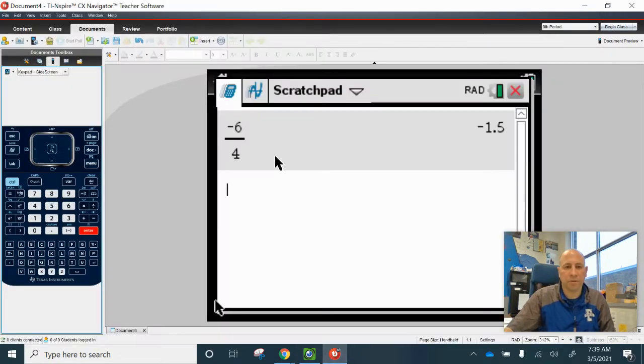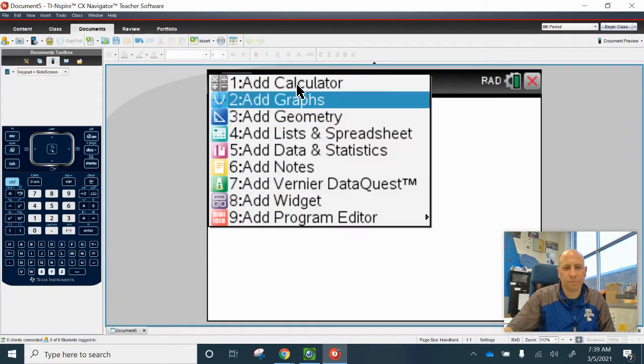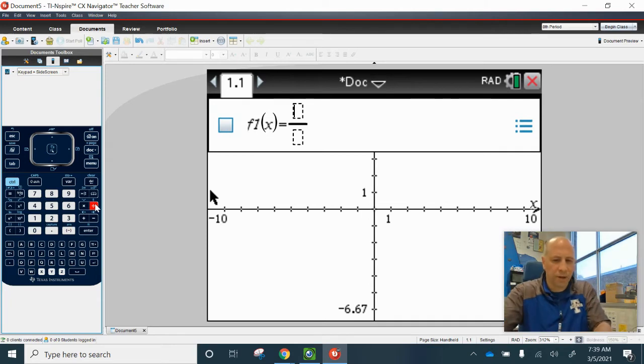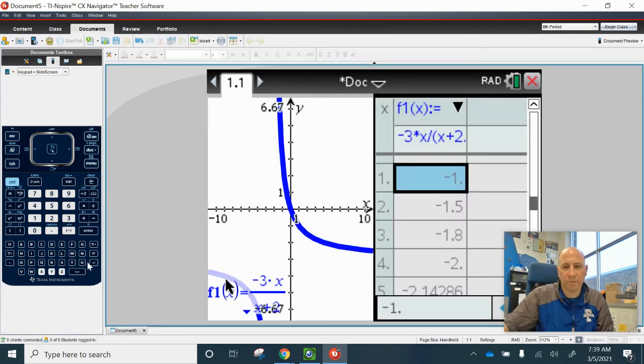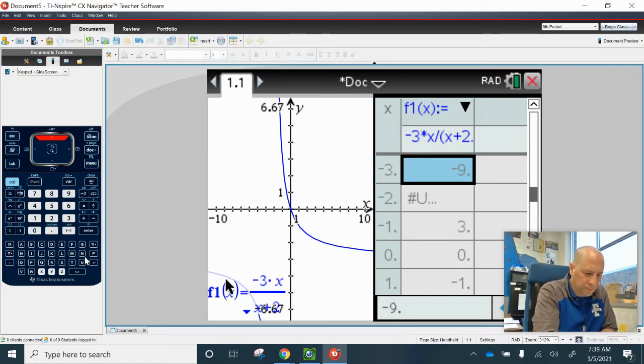Okay. Now let's go ahead and graph that. Okay. So I'm going to go on, new document, add graph, and then you're going to press Control divide, and then you're going to put in negative 3x divided by x plus 2. Okay. So now I'm going to press Control T. I need to find a point. Now we know we're going to go to the left of -2. So we can use the point -3, -9.